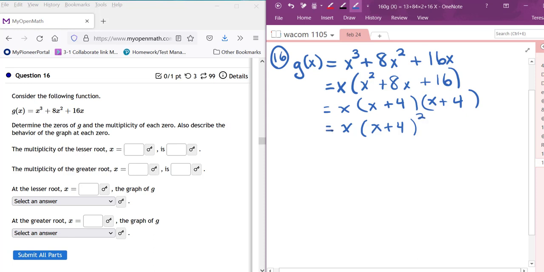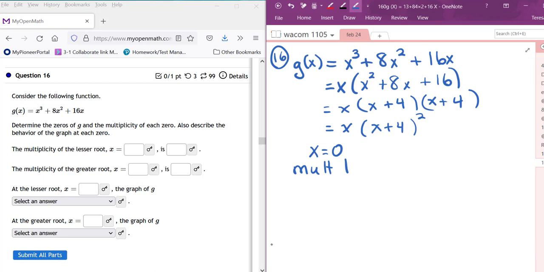Right, and so they ask us the multiplicity of the lesser root. So first we have to find the roots. So you're going to set them equal to 0. Well, 0 is going to be the answer on this one. And it's only x, not x squared. So your multiplicity will be 1.